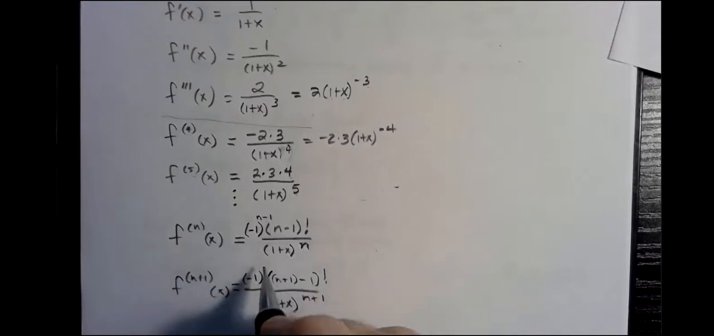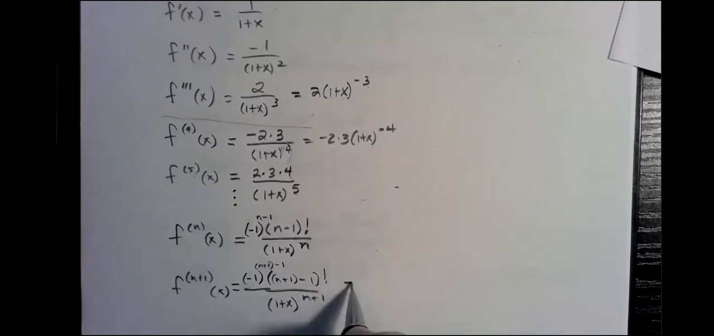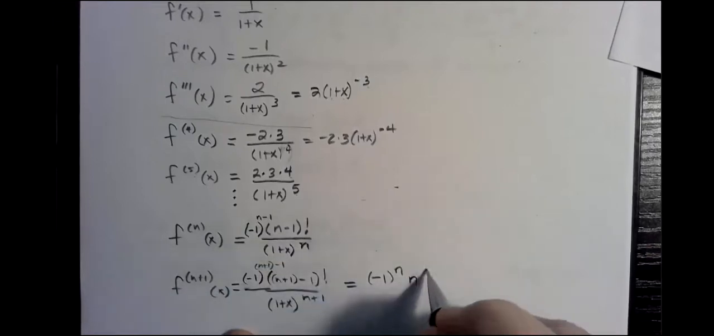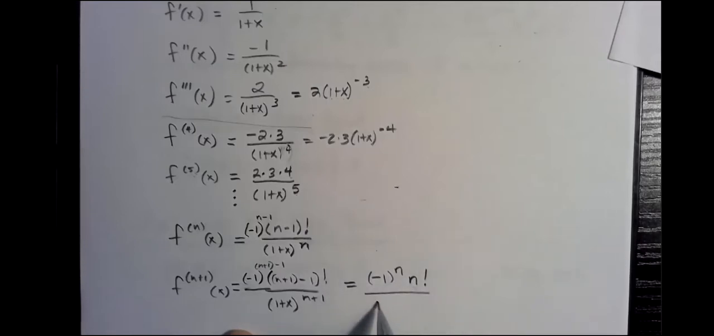-1, well, that would be n plus 1 minus 1. So we're replacing all the n's with n plus 1s. Okay, well, that's kind of ugly. Let's see if we can clean it up. -1 to the n plus 1 minus 1 is n. N plus 1 minus 1, again, is just n. So n factorial over 1 plus x to the n plus first. We can't simplify the denominator anymore. So this is our formula for the n plus first derivative that we needed on the previous page.